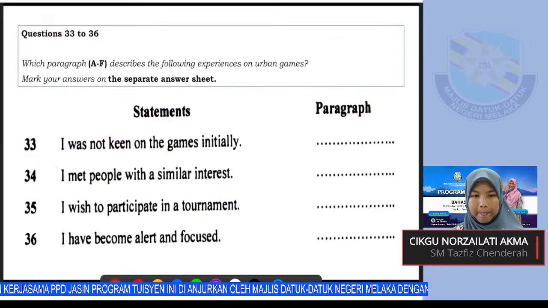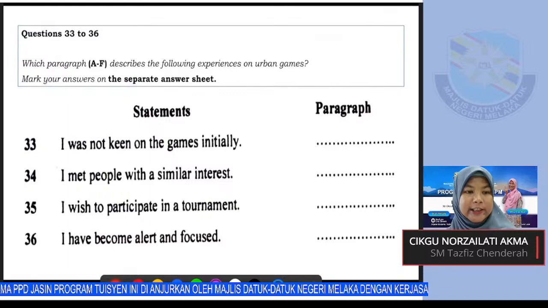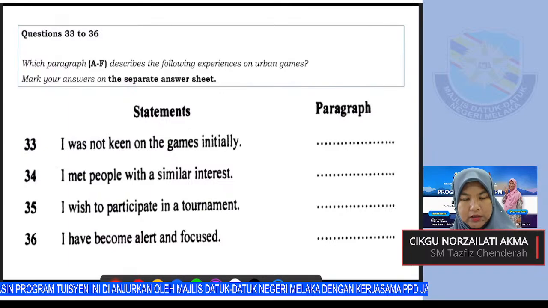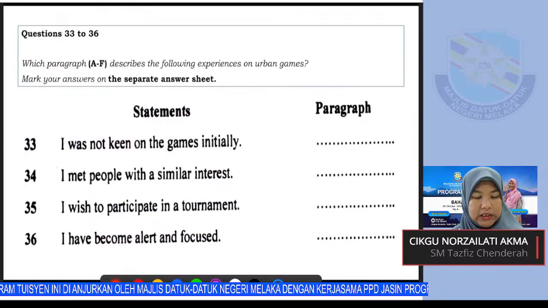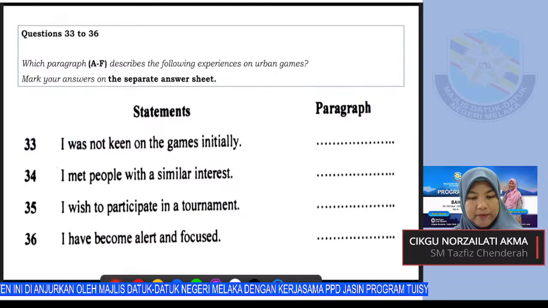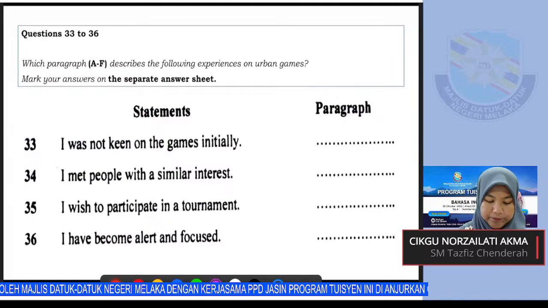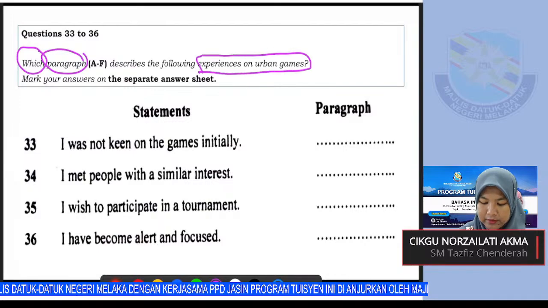Okay, let's go to the question. Question for the first part of part 5. The matching task, questions 33 to 36. Which paragraph A to F describes the following experiences on urban games? Mark your answers on the separate answer sheets.